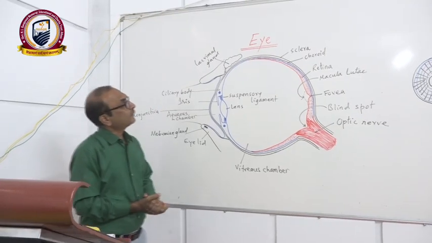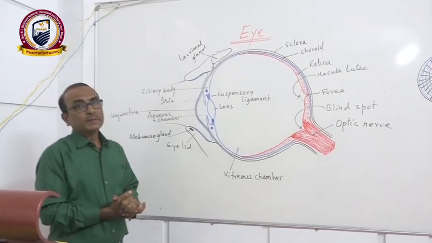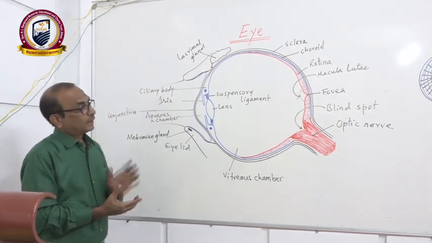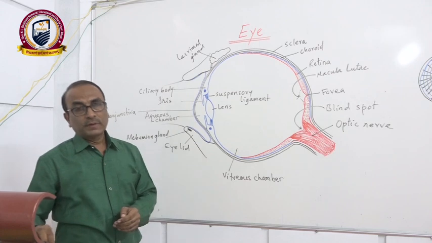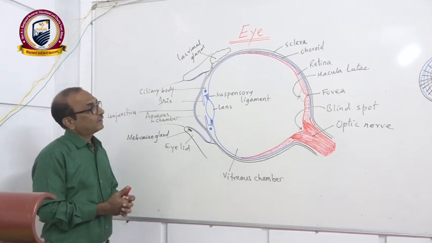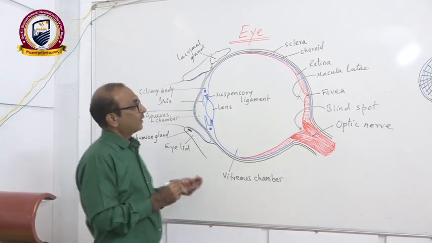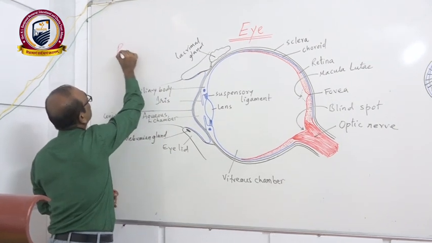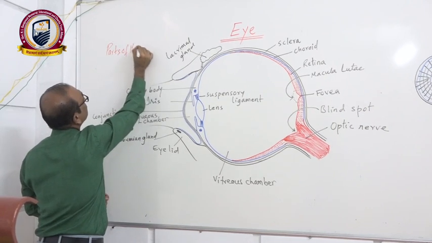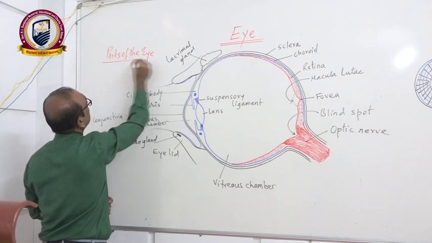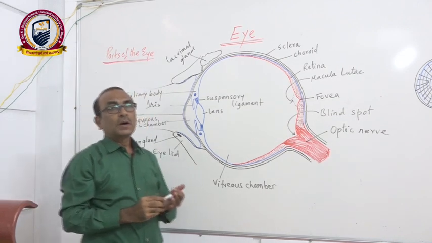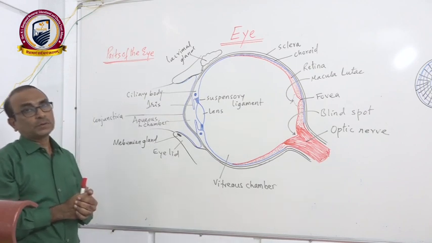Okay, now let us take up the sense organ, a very important sense organ, that is the eye. The eye is important for vision, as we know. Let's see what the structure of the eye is, the parts of the human eye we are going to study now. And then we'll know how vision is actually brought about.